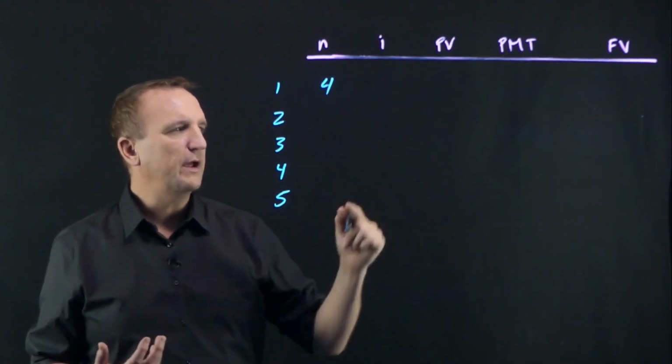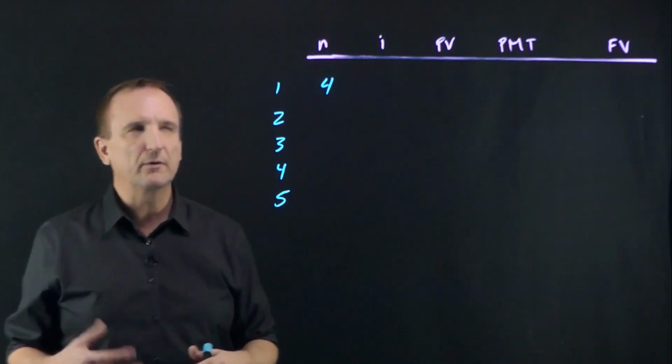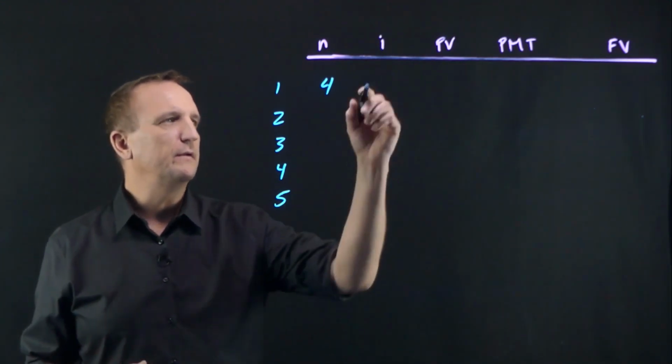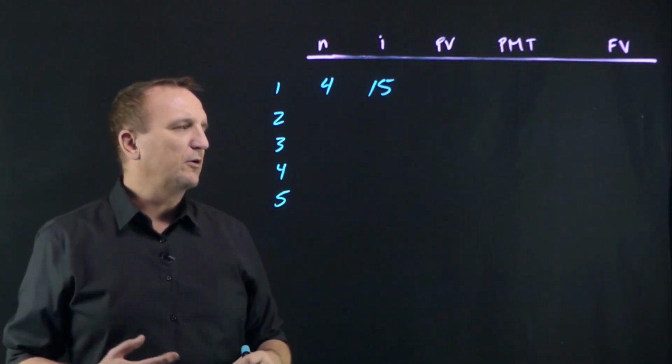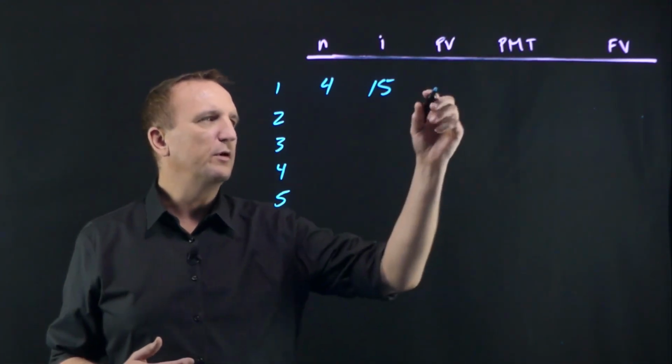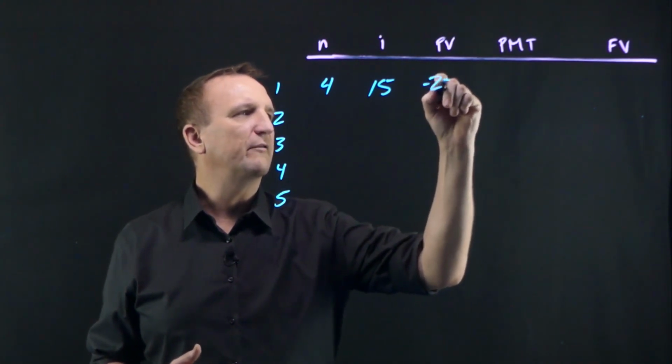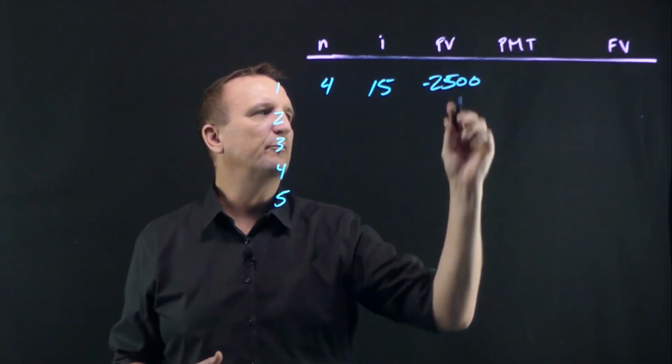And we would have, since we have annual compounding, our nominal rate, 15%, is going to be just that. It's going to be 15. And our first deposit is going to be negative 2,500. Negative because it's cash out of pocket.